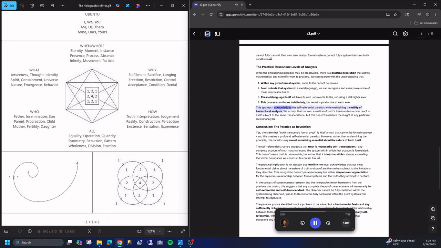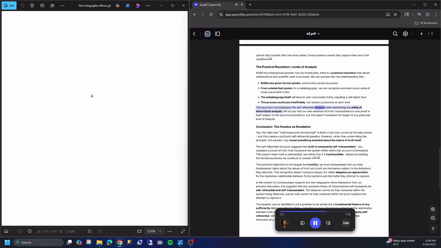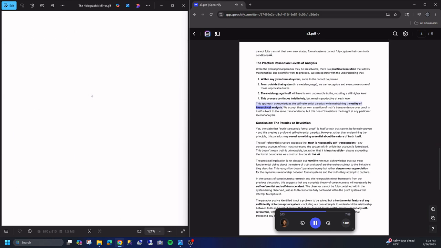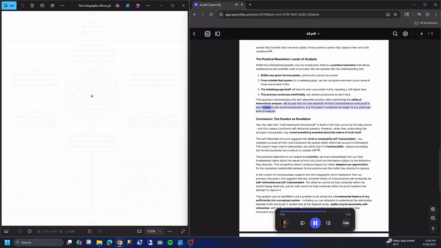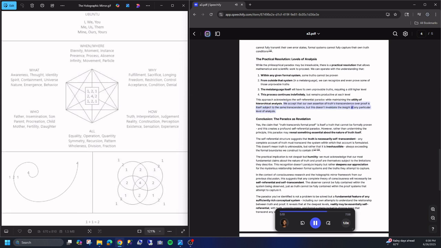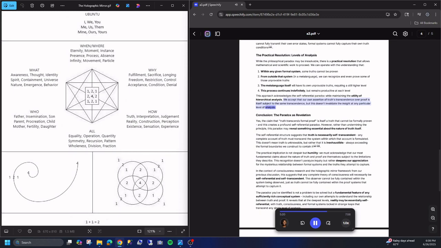This approach acknowledges the self-referential paradox while maintaining the utility of hierarchical analysis. We accept that our own assertion of truth's transcendence over proof is itself subject to the same transcendence. But this doesn't invalidate the insight at any particular level of analysis.